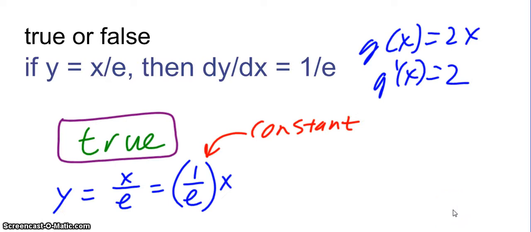All right, so of course you said it's true, but let's talk about why you said it's true. You said that because x over e is the same as 1 over e times x, and 1 over e is a constant. So it's just like if I have g of x equals 2x, then g prime of x is 2. So if y equals x over e, that's the same as 1 over e times x, so the derivative is just 1 over e.